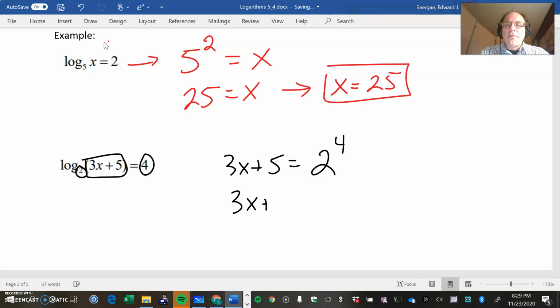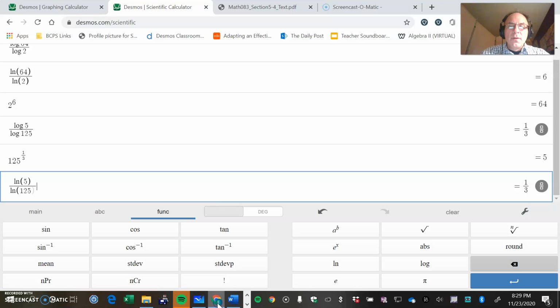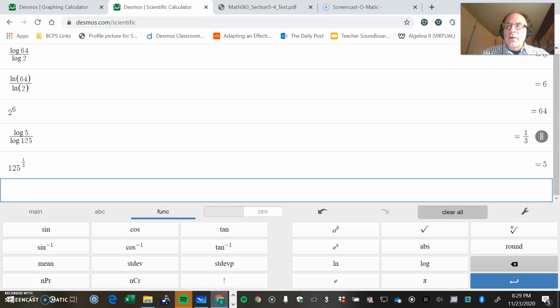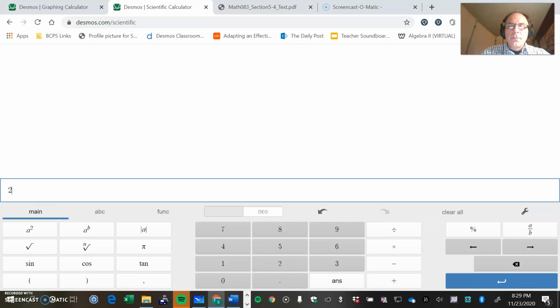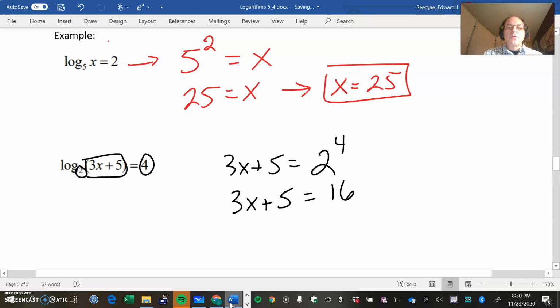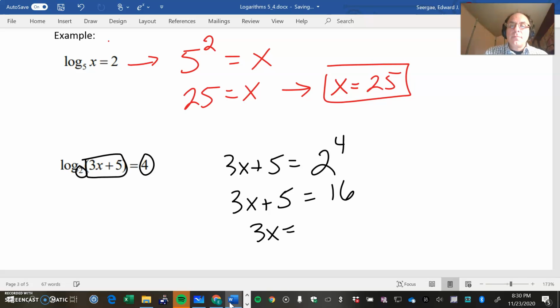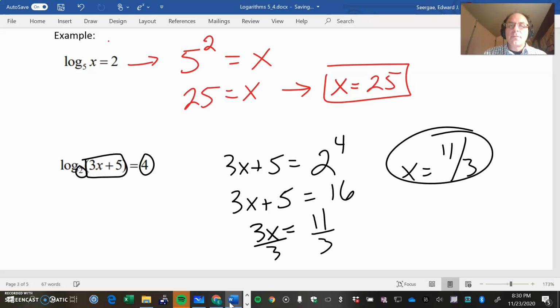So now I just simply have a linear equation where 3x plus 5 is equal to 16. Again, if you need a calculator, you can evaluate 2 to the 4th power, and you can see that it's equal to 16. So now I can just simply subtract 5 from both sides, and then divide by 3. So in this case, x is equal to 11 over 3. And that's it.